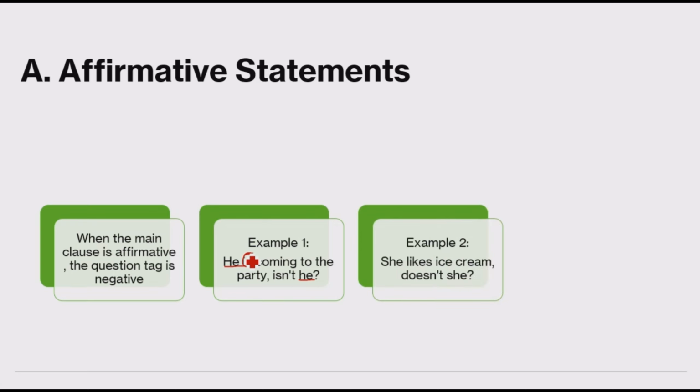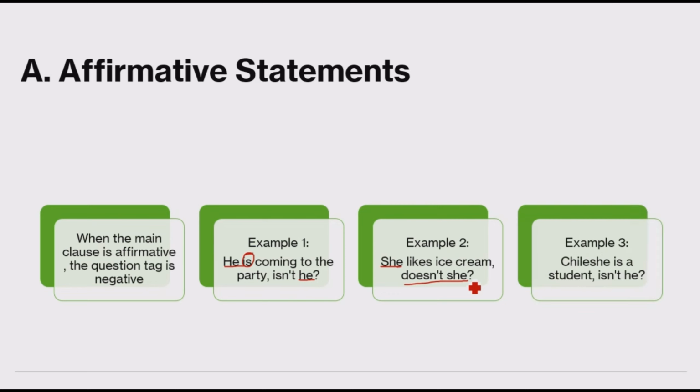Example 2, she likes ice cream. So she likes ice cream is a positive affirmative statement. So to confirm, we ask doesn't she, because she is the subject, who's the third person. Then that third person, doesn't she like ice cream? That's why we are saying doesn't she. Hence we have this negative short phrase called the question tag.